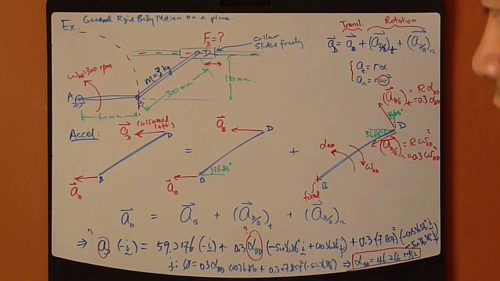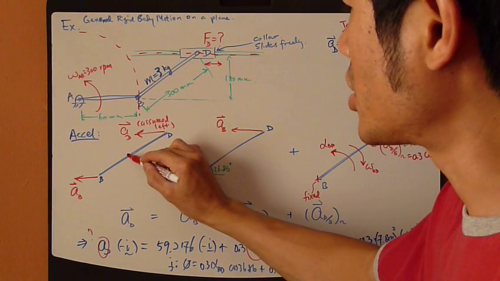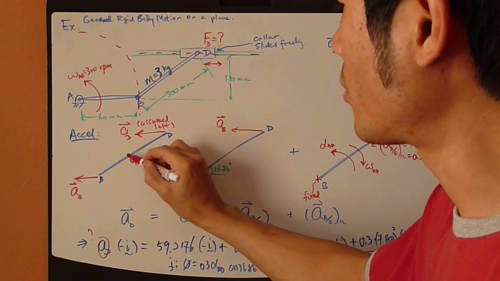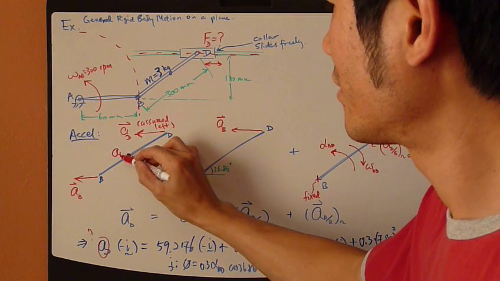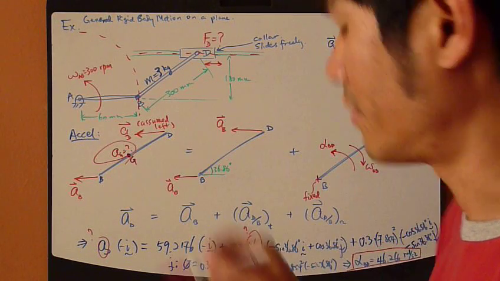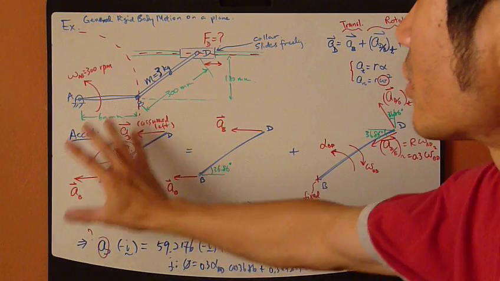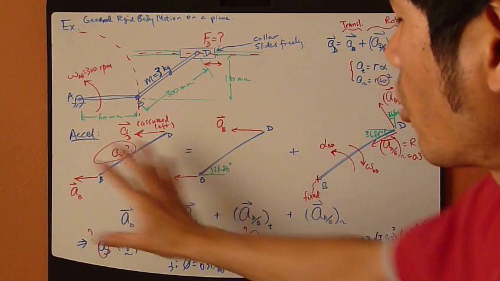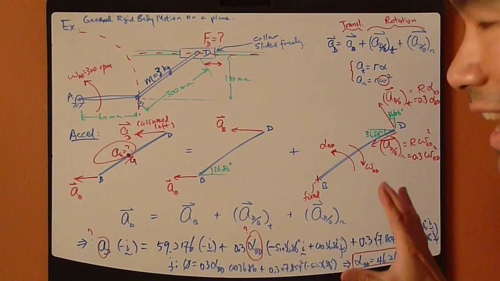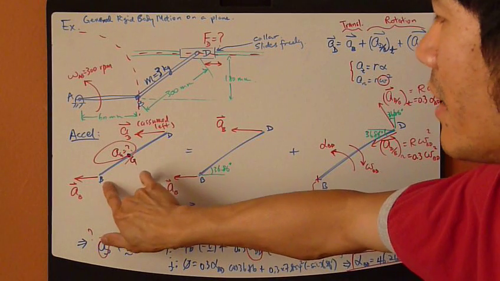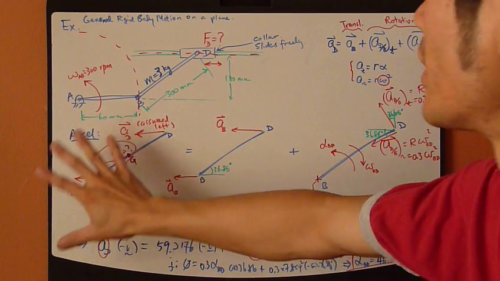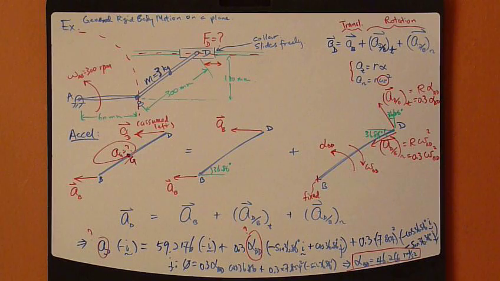But instead, I want acceleration at center of gravity. So what do I do? Well, I need to then construct this whole picture and then this procedure again between B and G point. So basically just repeat the whole procedure, except you apply that for B and G.